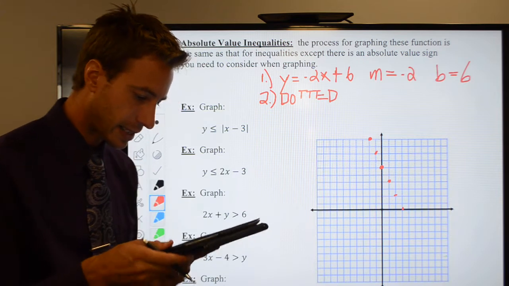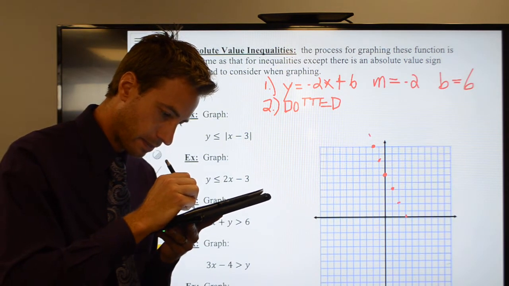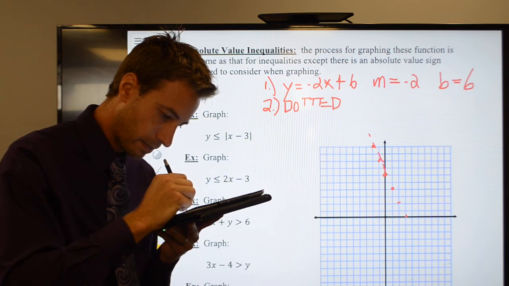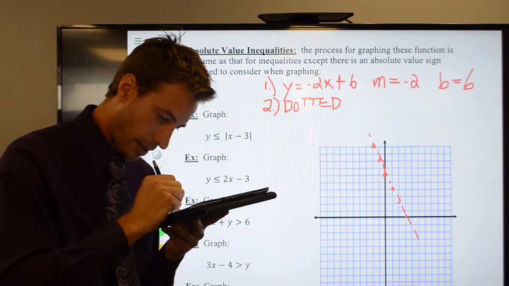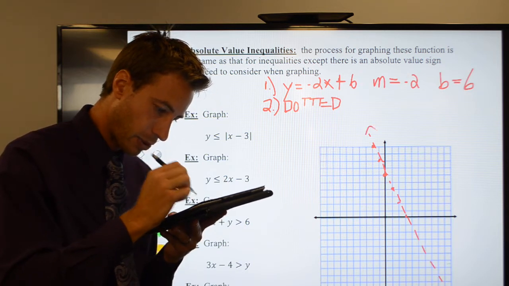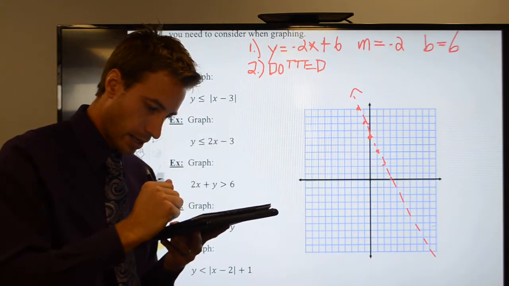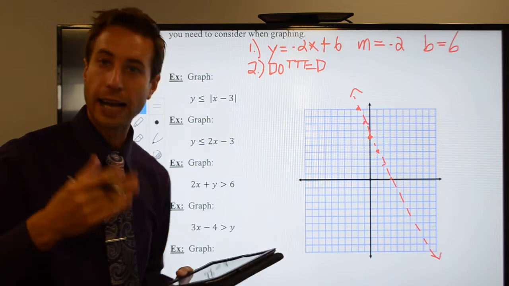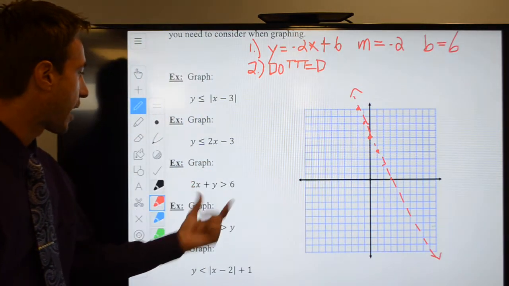So when I go ahead and connect these points, I'm going to do so with a dotted line. Make sure you extend your dotted line all the way through the coordinate plane, putting arrows on the ends of your dotted line so that I know you know that that dotted line just keeps going all the way through. All right, so that takes care of the graphing it.